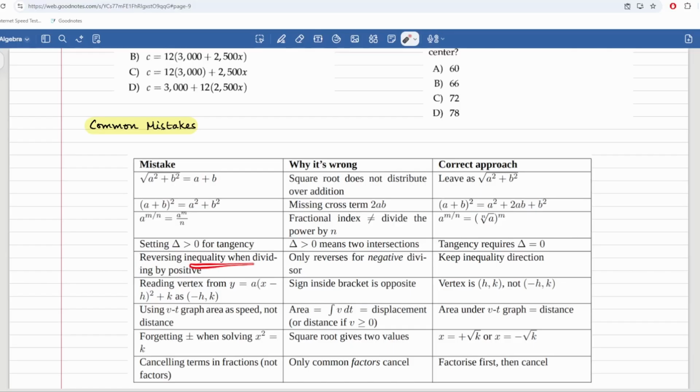Do not reverse the inequality when dividing by a positive number. It reverses only for negative divisors and reciprocals. All right, so maintain inequality direction. This is quite important because many students make a mistake here.